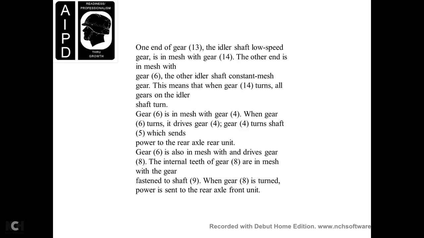Gear 13 on the idler shaft, the low speed gear, meshes with gear 14 on one end and with gear 6 on the other idler shaft, the constant mesh gear. Gear 14 turns all the gears on the other shaft, including gear 6. Gear 6 meshes with gear 4 and turns the drive gear 4, which turns shaft 5 and sends power to the rear axle unit. Gear 6 also meshes with the drive gear with internal teeth, gear 8, which is fastened to shaft 9. When gear 8 is turned, the power is sent to the rear axle front unit.